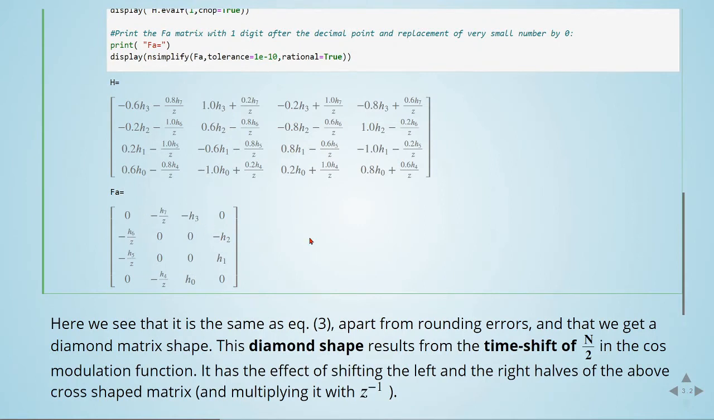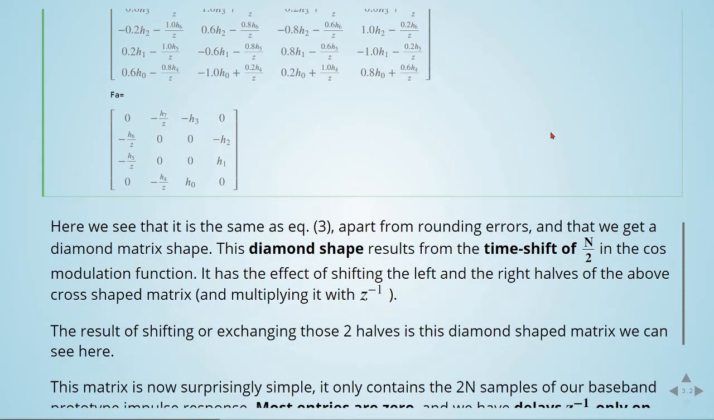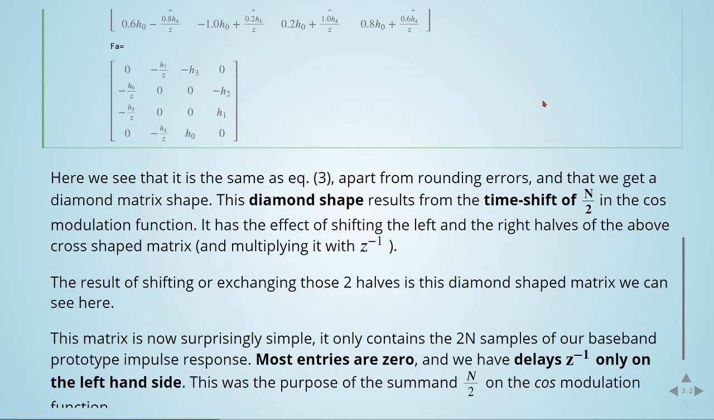Here we see that it's the same as equation 3, apart from some rounding errors, and that we get a diamond matrix shape. This diamond shape results from the time shift of N divided by 2 in the cosine modulation function. It has the effect of shifting the left and the right halves of the above cross-shaped matrix and multiplying it with z to the power of minus 1. The result of shifting or exchanging those two halves is this diamond-shaped matrix that we can see here.